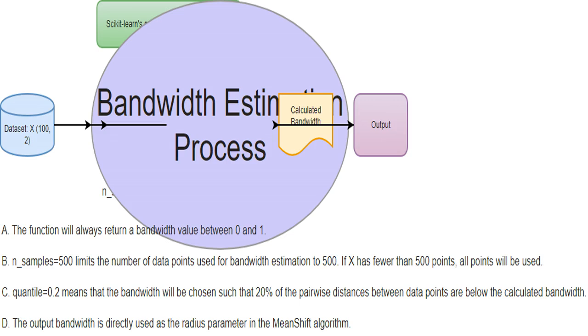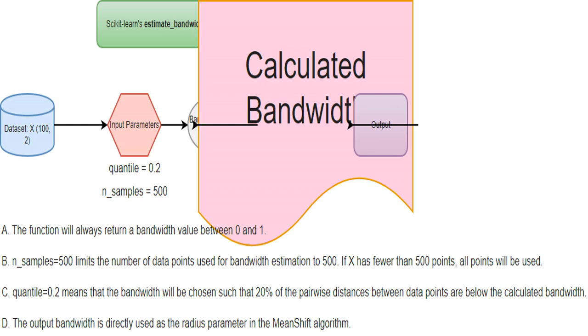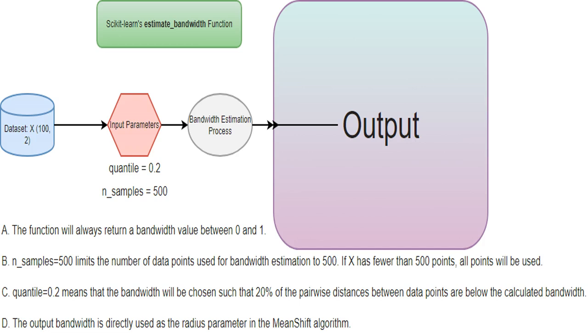The function now uses the data and settings to calculate the optimal bandwidth. It does this by calculating the distances between many pairs of points and choosing a bandwidth based on the quantile specified. The function returns a single number, the estimated bandwidth. This number represents the optimal scale for density estimation in my data. The output is a single number, which is the bandwidth.